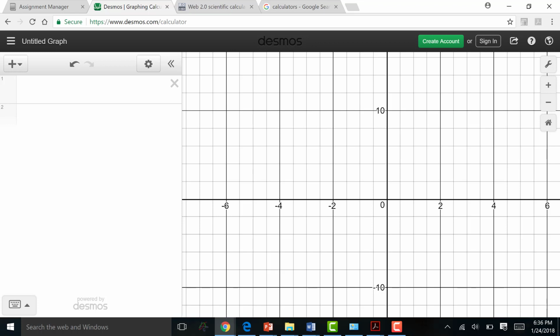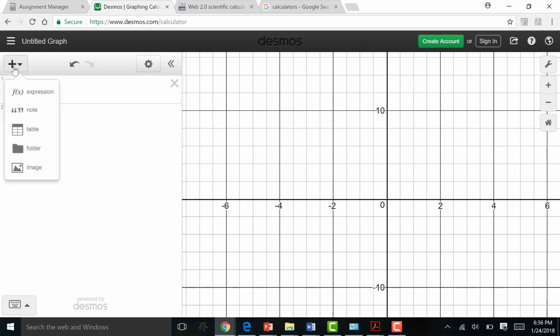www.desmos.com. Click on Start Graphing, and you end up at this screen right here. Everybody there? All righty. I need to be able to put those points that we just created on the last slide. How do I put them there? Do you see this plus sign at the top left?